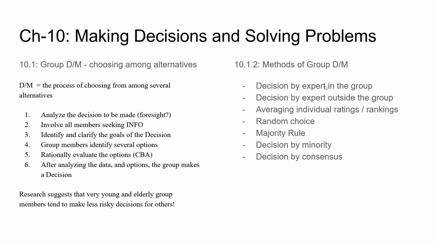So we moved on to the methods of group decision making. We went through those, and these have actually been covered before. So you got how expertise matters, right? You always look to the expert, and then there's also ratings, rankings, majority rule, minority, and the consensus, which is again unanimous commitment, which is incredibly rare.